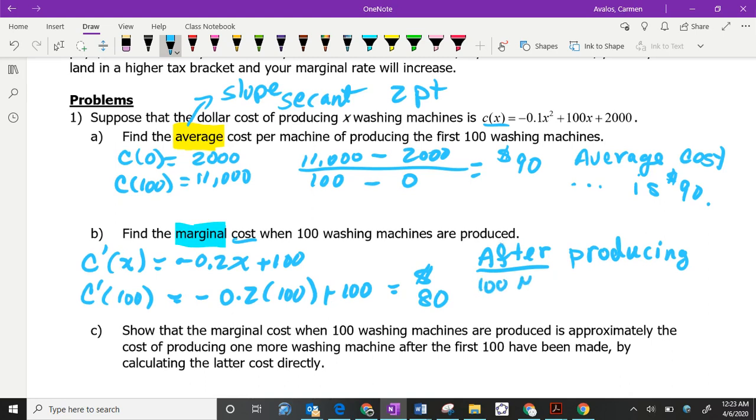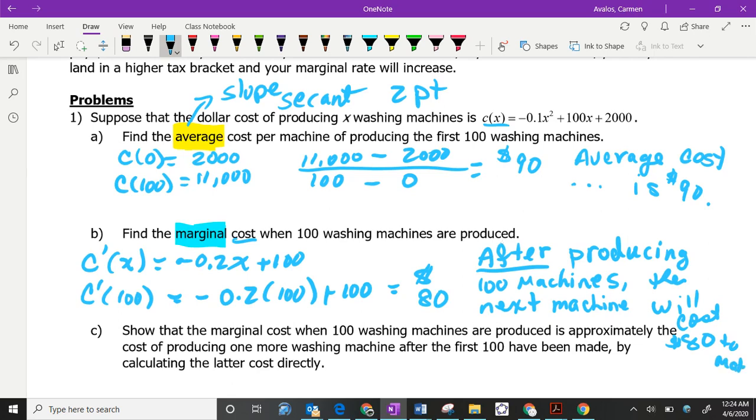So after producing 100 machines, the next machine will cost $80 to make. So the 100th machine did not cost $80 to make. The machine after it, the 101st machine, is what cost $80 to make.